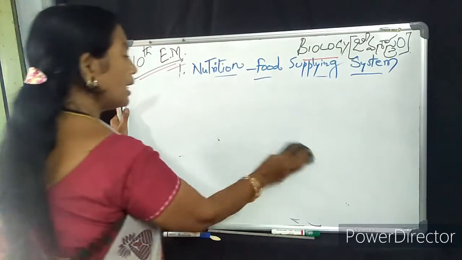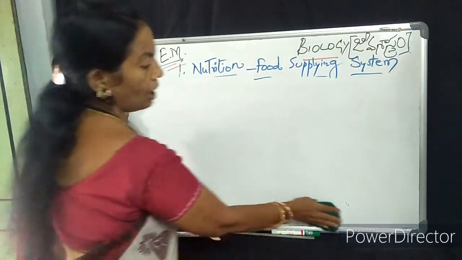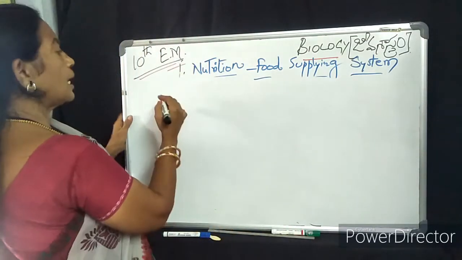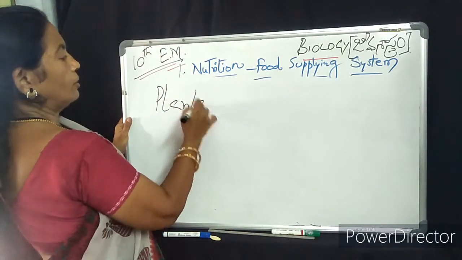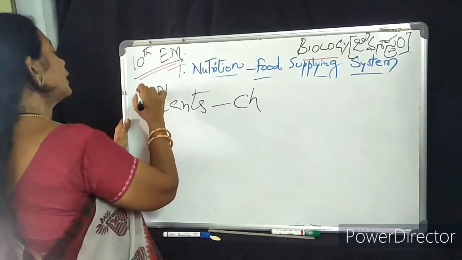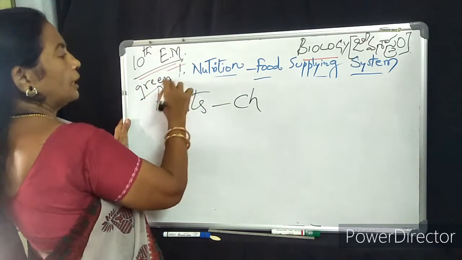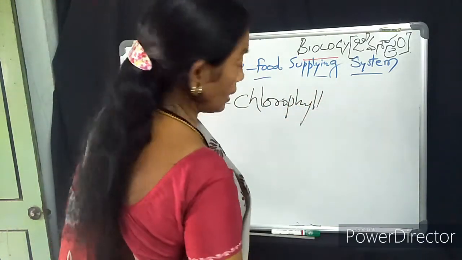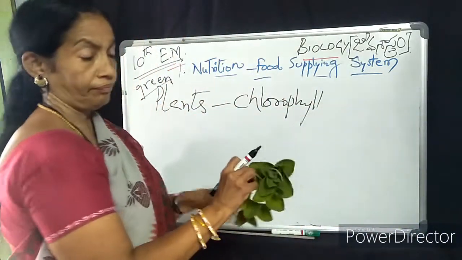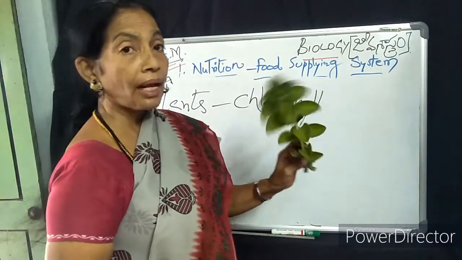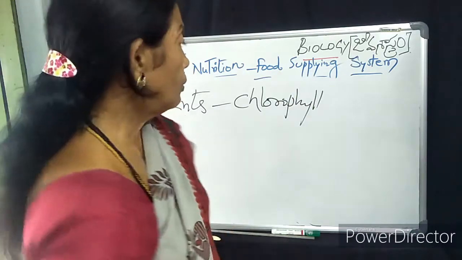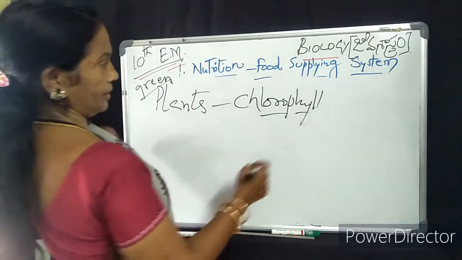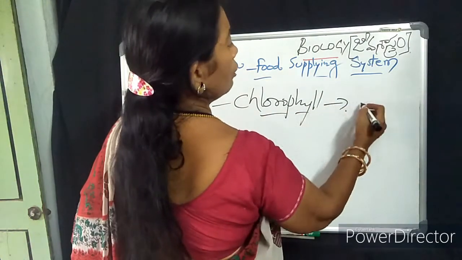And when we come to plants, how do they get food? Already we have discussed that plants have chlorophyll. We should say green plants. Green plants have chlorophyll. Already I have shown this plant which has this green color. So whenever the plant has chlorophyll, this green color pigment, it prepares food.